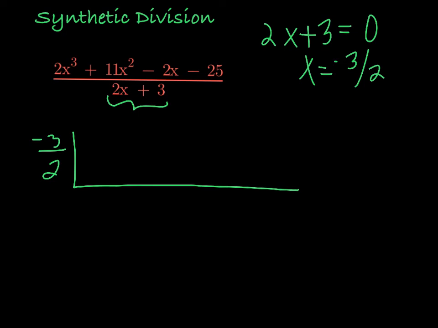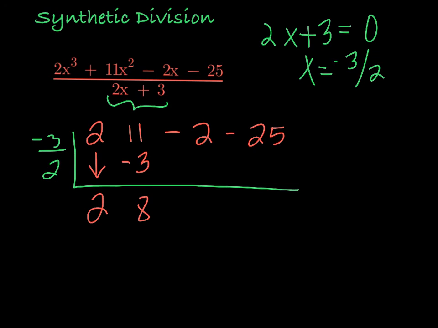Okay, so we're going to use the coefficients 2, 11, negative 2, negative 25. Treat it the same. Bring down the 2. Multiply 2 times negative 3 halves, negative 3. Add, 8. 8 times negative 3 halves, negative 12. Add, negative 14. Multiply, that will be positive 21. Okay, and then we add and we get negative 4.